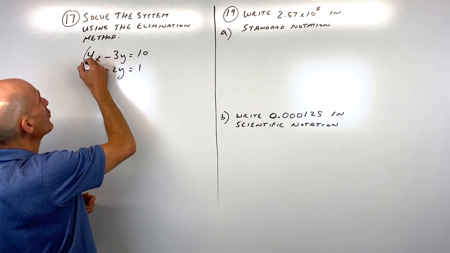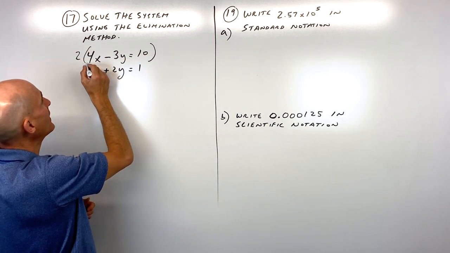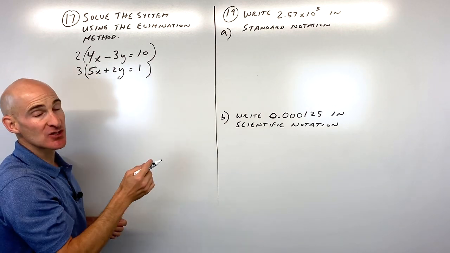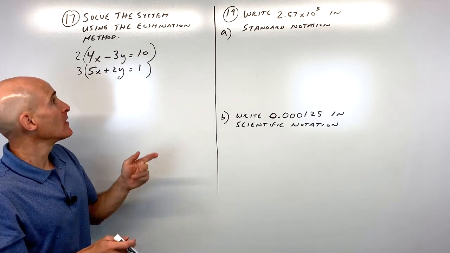So I'm going to multiply this top equation by 2. That's going to give us negative 6y. I'm going to multiply this bottom equation by 3. This is going to give us positive 6y. Then when we add them together, the y's will cancel out. So let's go ahead and do that.